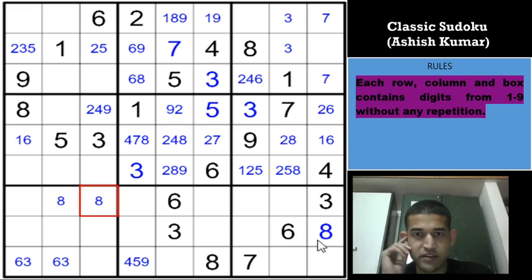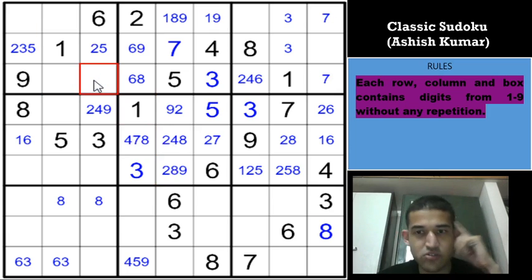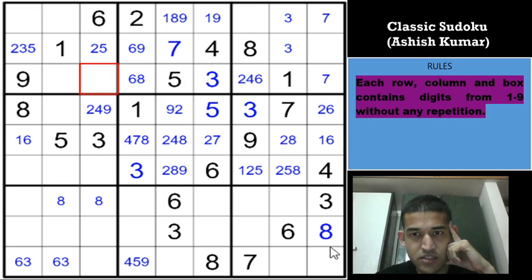I don't see anything really, because 8 in this box can go into one of these two cells, and 8 in this box can go into one of these three cells, and 8 in this box again can go into 3 cells. I don't think we can do anything further with the 8s.